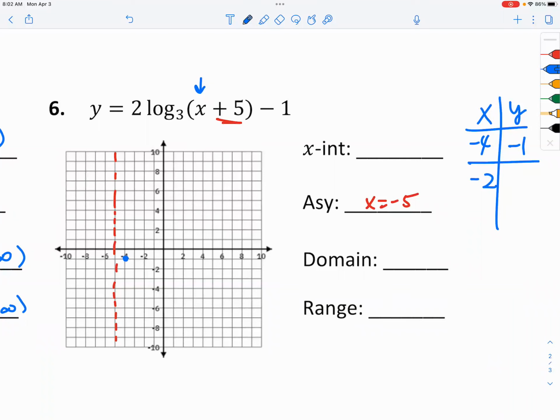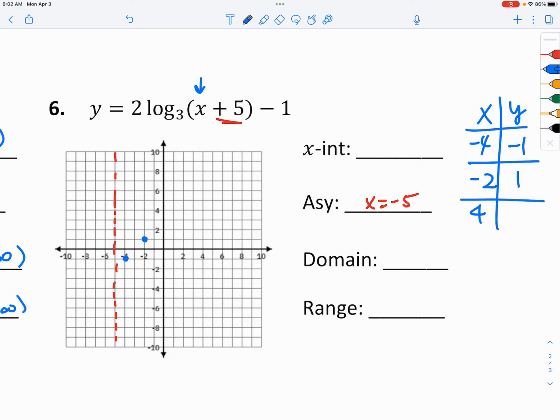-2. Okay, so if you put -2 there, -2 plus 5, it's what? -2 plus 5, it's 3. Log base 3 of 3 is 1. 1 times 2 is 2. 2 minus 1 would be 1. So right here. All right, and then one more point you propose.